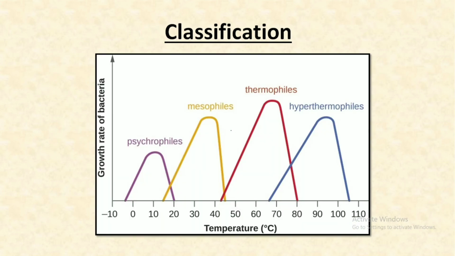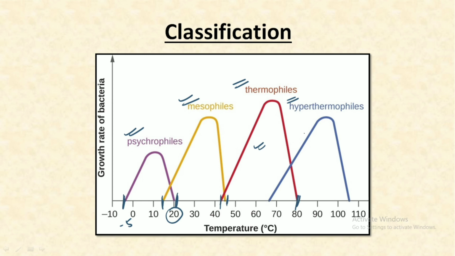So talking about the classification depending upon the temperature range, we have 4 main classes. First one is the psychrophiles, then mesophiles, then thermophiles, and finally hyperthermophiles. The first category of bacteria is the one that survives between -5 to 20 degrees. Then we have mesophiles, which survive beyond 15 and up to 40 to 45 degrees. Then we have thermophiles surviving in extreme temperature, that is beyond 40 and up to 80 degrees.